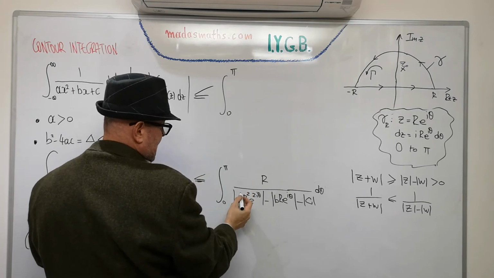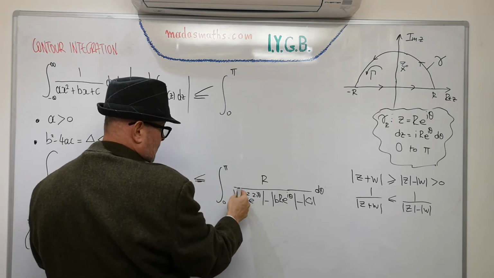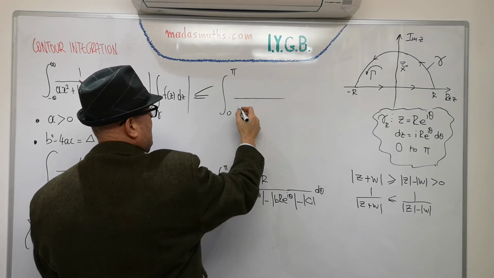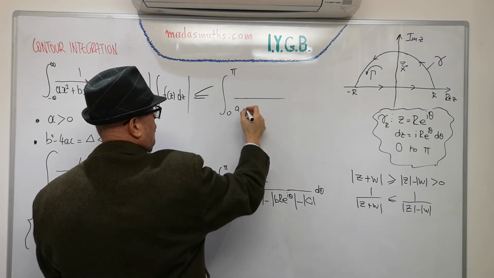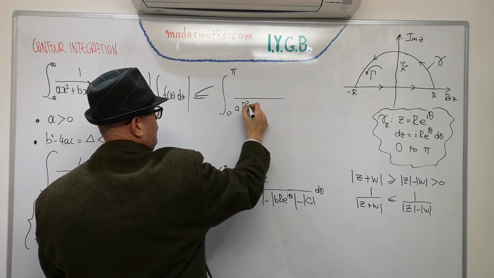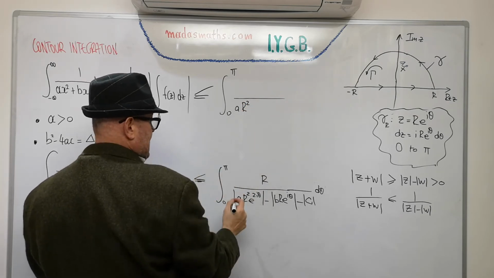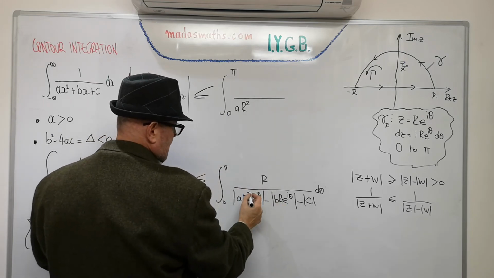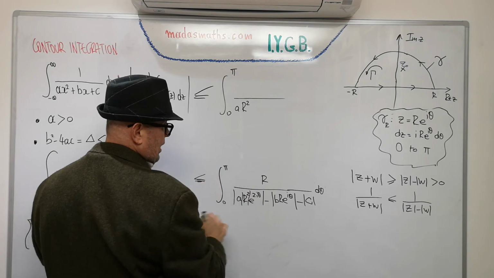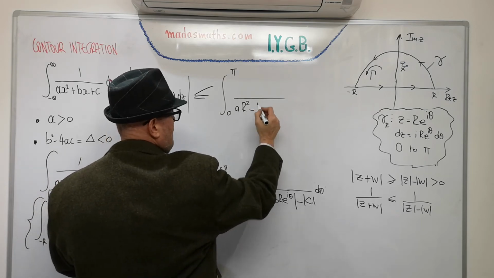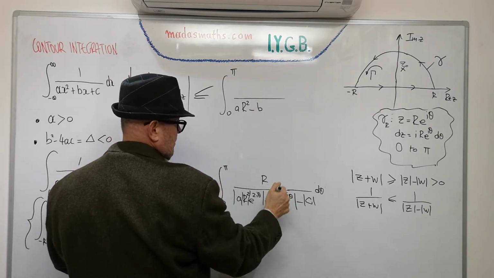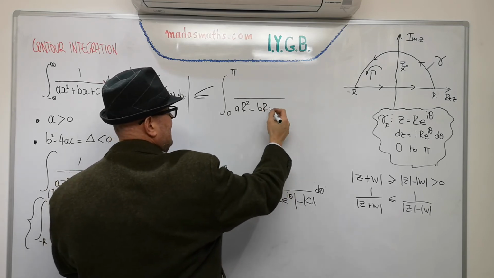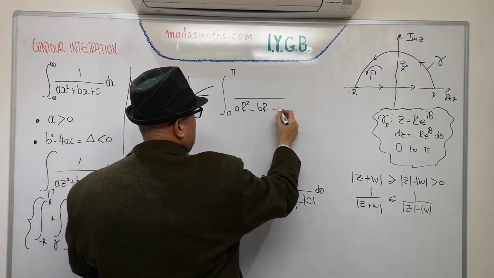And now, again, the individual moduli can be applied because now we got a product. So that becomes the modulus of a, which is just a, the modulus of r squared, which is just simply r squared, and the modulus of e to the 2i theta is 1, since it's real. Then I'm going to have a minus b, and the modulus of r is just r, and the modulus of e to the i theta again is 1, and I'm not going to write it. And then a minus c.